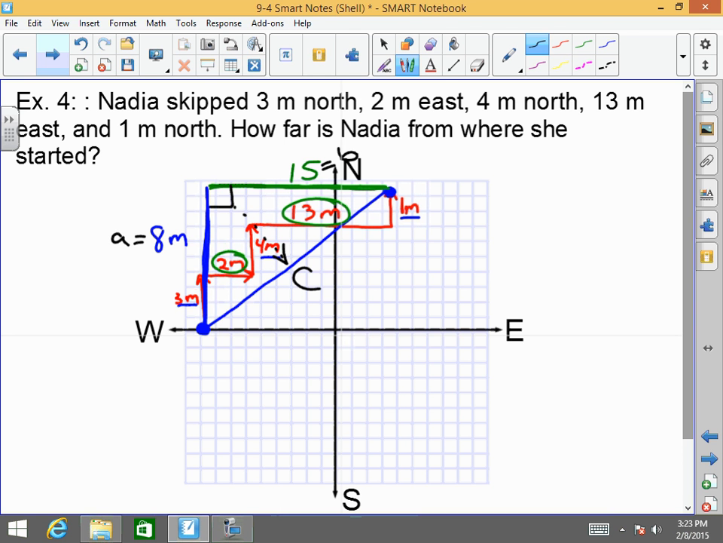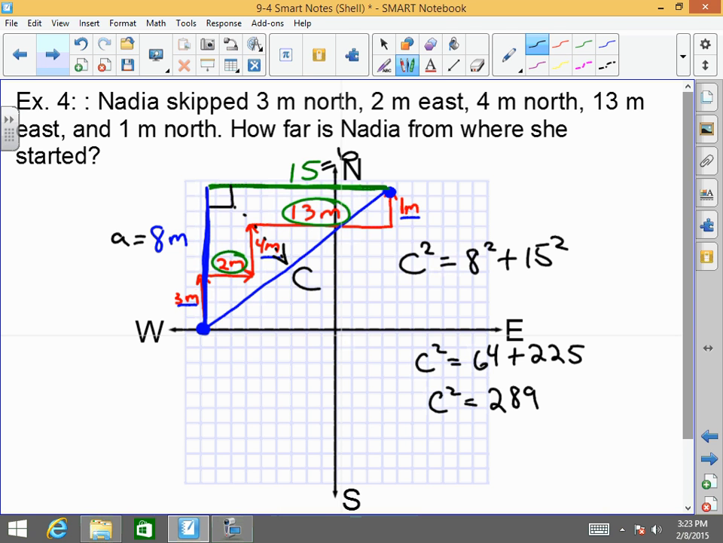So let's solve the distance from where she started to where she ended, which is side C, by using the Pythagorean Theorem. So C squared equals A squared plus B squared. So I have C squared equals 64 plus 15 squared, which is 225. C squared equals 289. I solve for C by taking the square root of both sides.